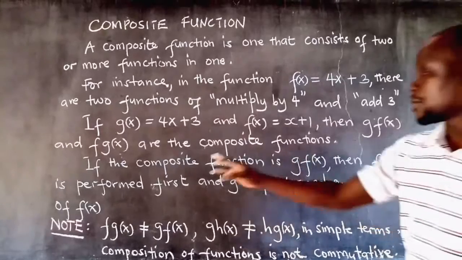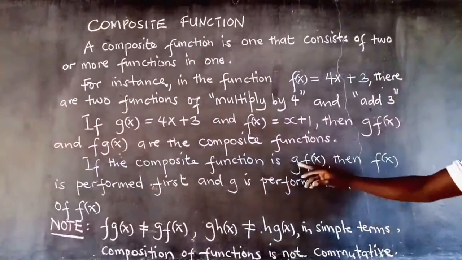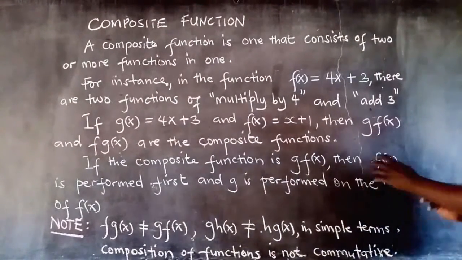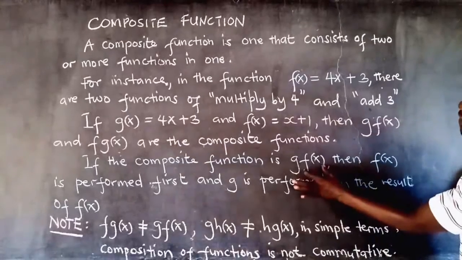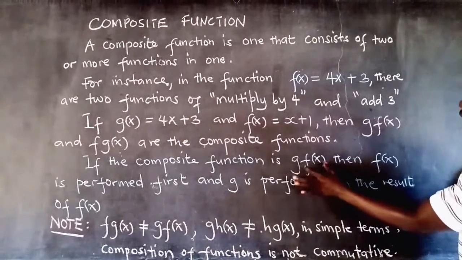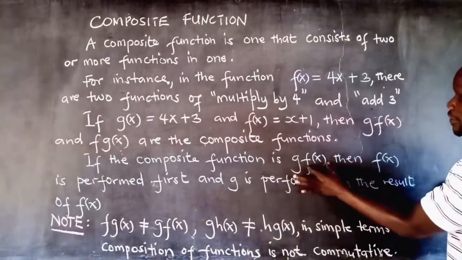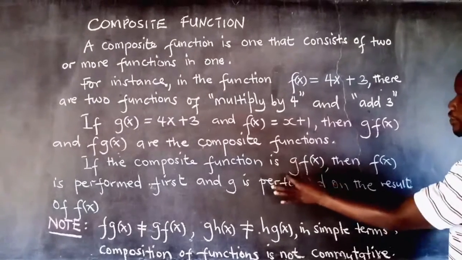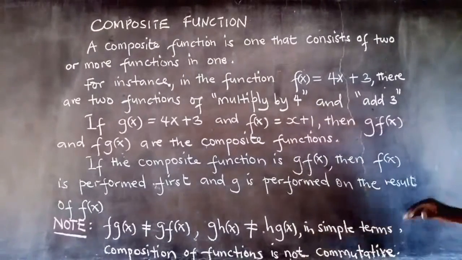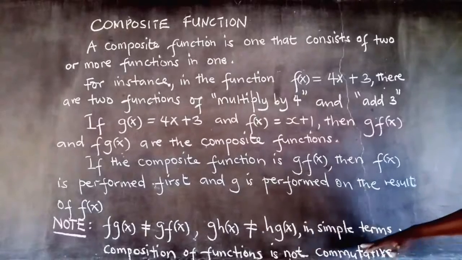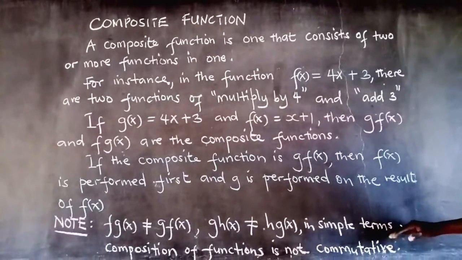So if the composite function is gf of x, then it means you perform f of x first. f of x is performed first, and then the result of f of x, you perform it in the function of g. That is what it means. But you have to take note, be very careful with this.